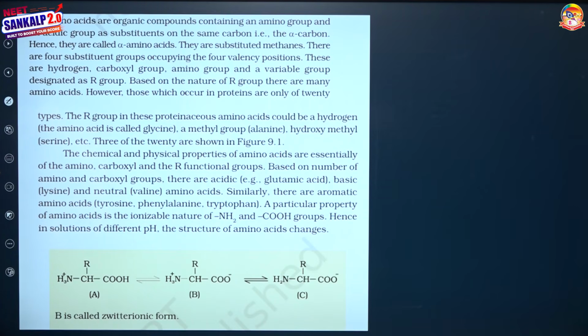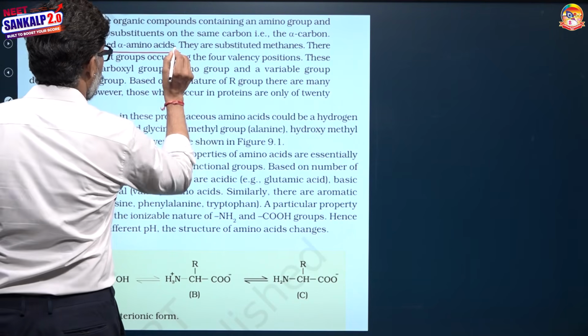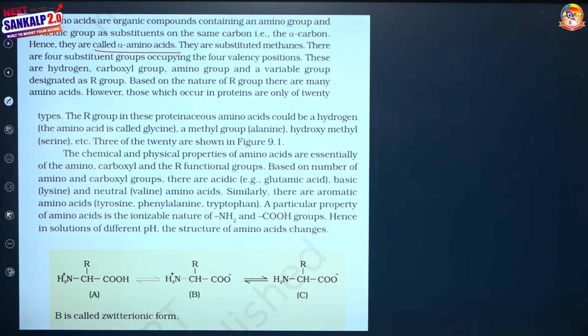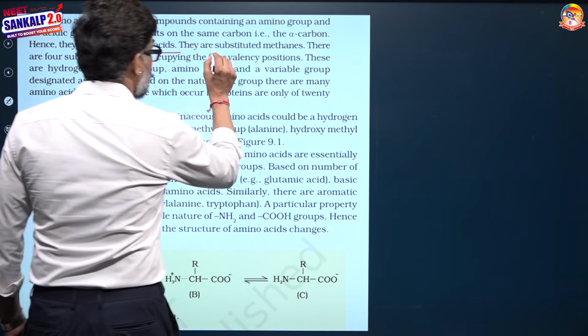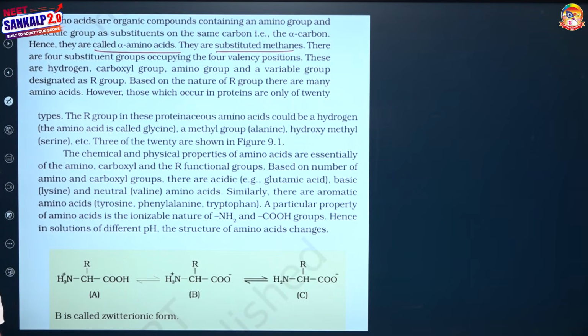Hence, they are alpha amino acids. Protein forming amino acids taking part in cell protein synthesis phenomena are alpha amino acids. What are they? They are substituted methane, because all four valencies of the carbon are occupied by four different groups. There are four substituent groups occupying the four valencies.